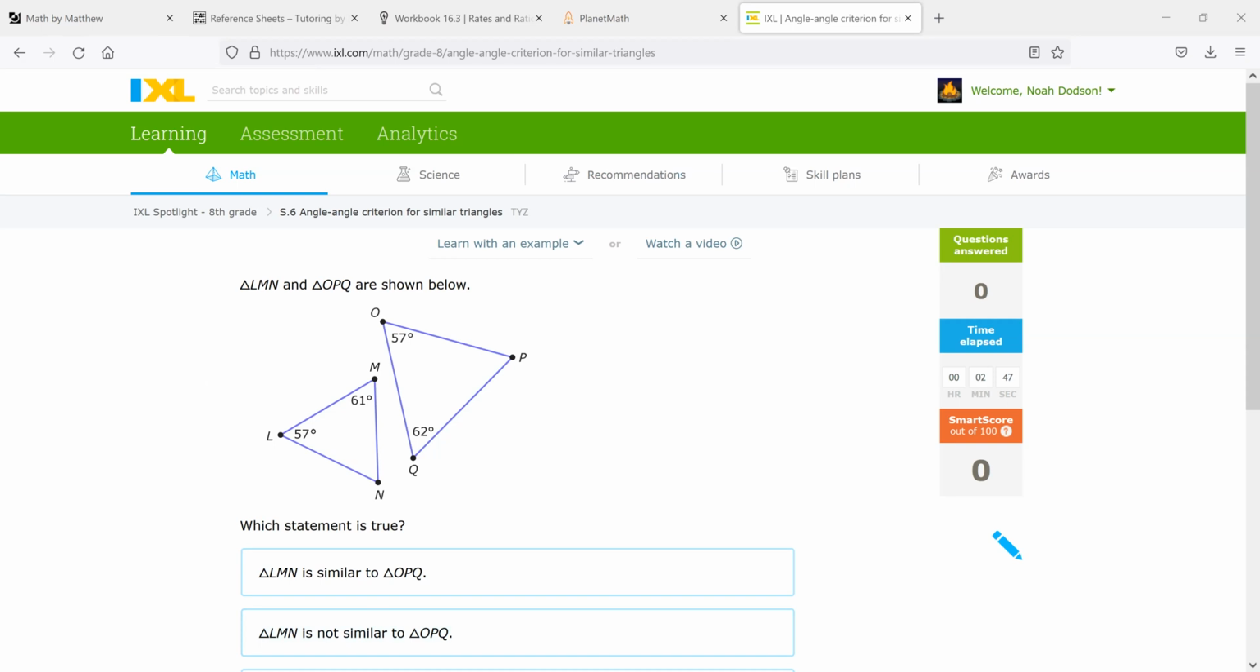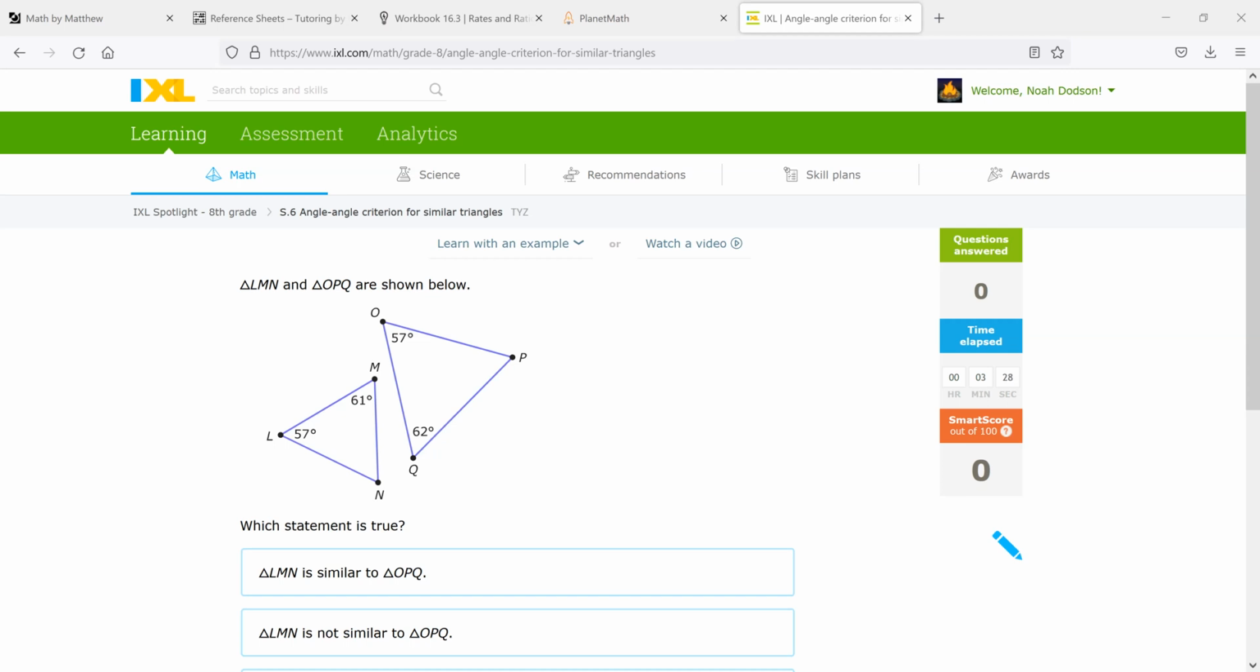We're going to talk about similarity. This is a definition: two triangles are similar if all the angles are congruent. Do you know what the word congruent means? No. Congruent means that they're the same.